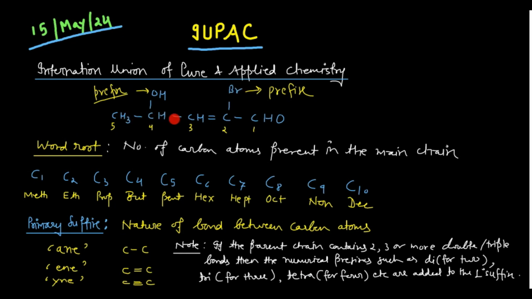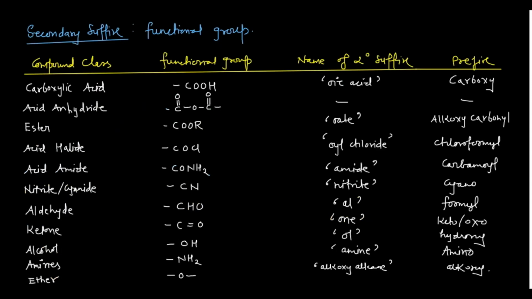Whatever is present in the main chain is fine, because this is forming the principal chain. But apart from this parent chain, all the rest would be the prefixes in your compound. So this OH and Br is actually the prefix, right? Now moving to the next slide. This is your next slide. It is again a very, very important one.